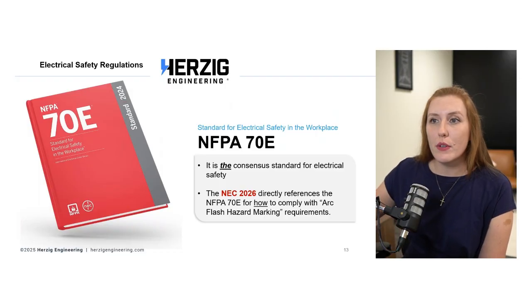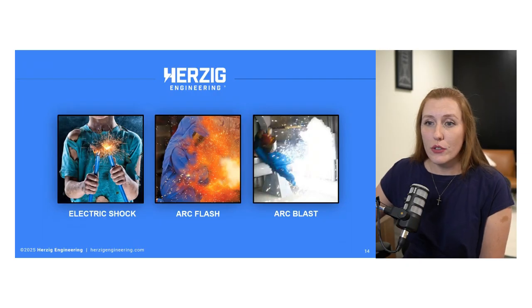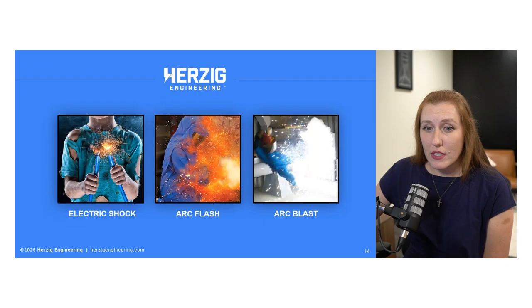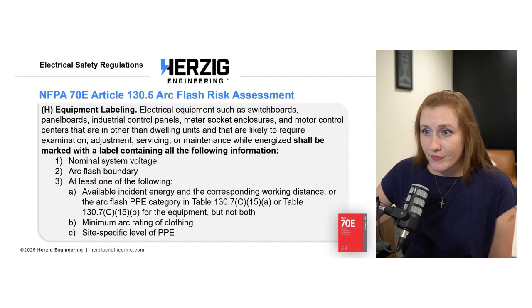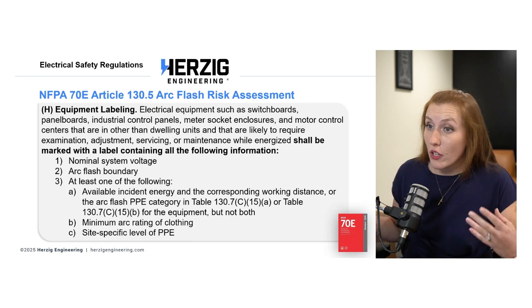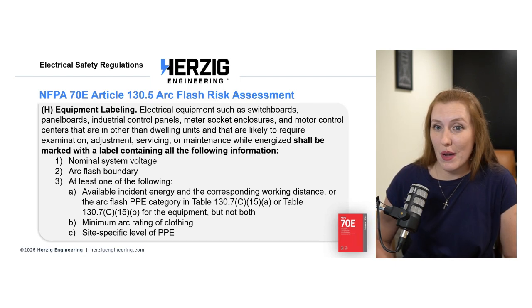Okay, so that's what we're going to focus on now. Of course, there are the 3 main electrical hazards in the 70E that we need to address. The arc flash, arc blast kind of go hand in hand, and then we've got the electric shock hazard. But for the arc flash risk assessment, again, you notice a lot of this is overlapped with the NEC 2026 edition that we now have.